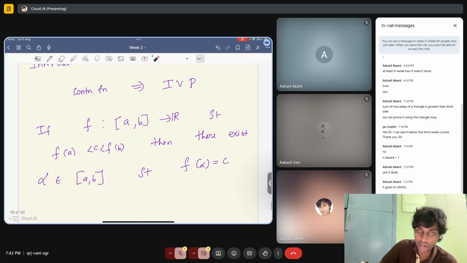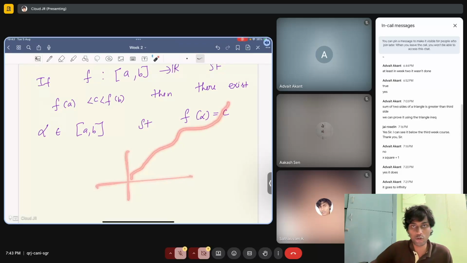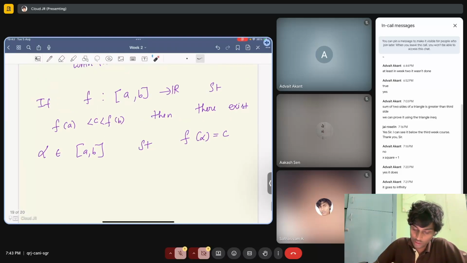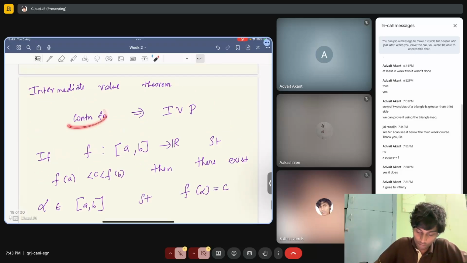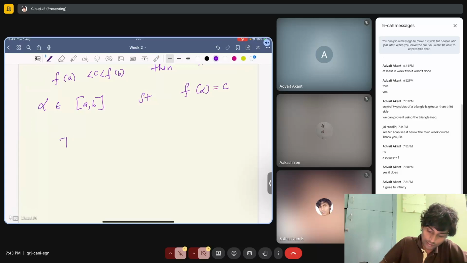Whenever people think of a continuous function, intuitively they see it as a function you can draw without lifting your pencil. That is actually what the intermediate value property tells you. Continuity, of course, implies the intermediate value property, but is the converse true? That is the question. If I have the intermediate value property, does that imply it is continuous?